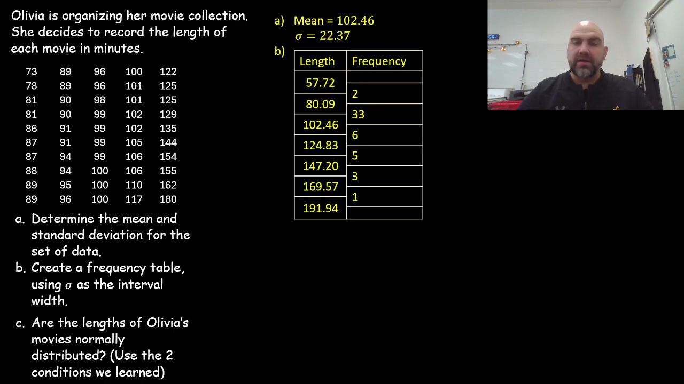We have one really long movie, apparently about 3 hours long. Ooh, yeah, it's a bit of a long movie. Don't worry, this one won't be as long. All right, so this is our frequency table, and we're going to come up with that.